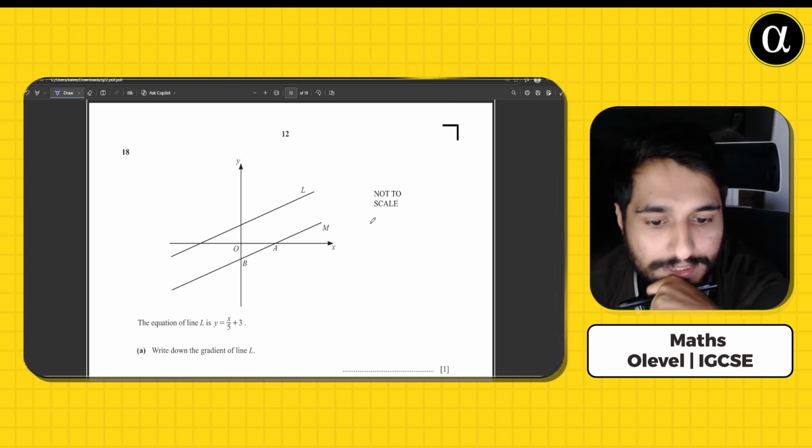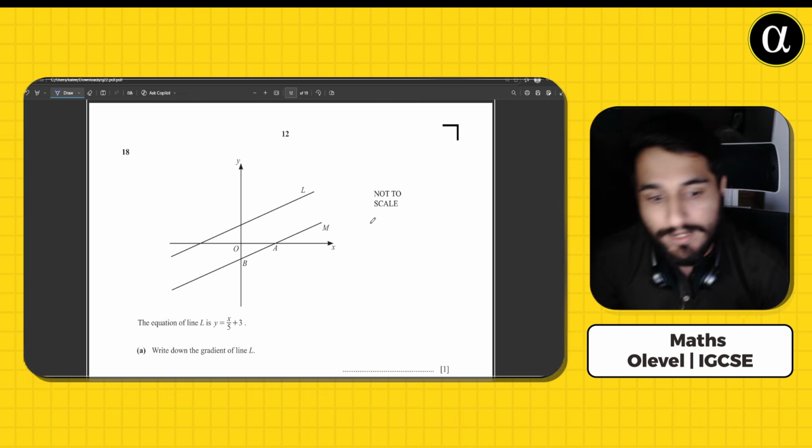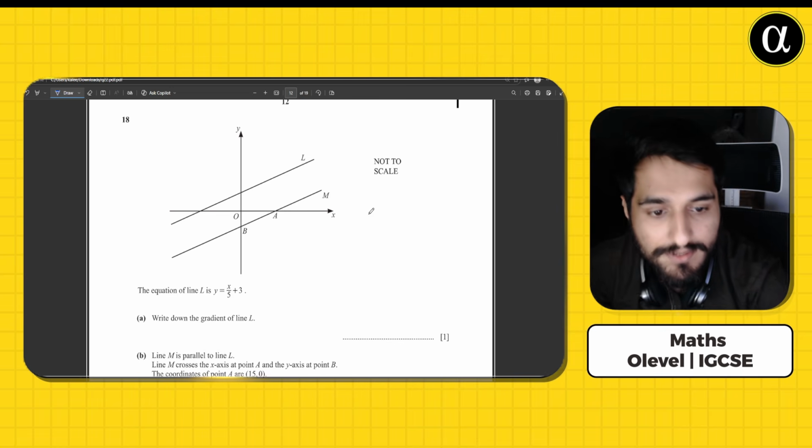Question 18 says the equation of the line L is y equals x over 5 plus 3. Write down the gradient of line L. Now, what is the gradient of line L?